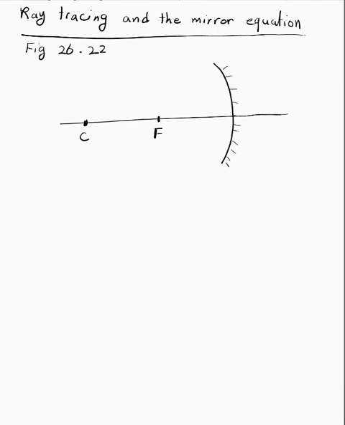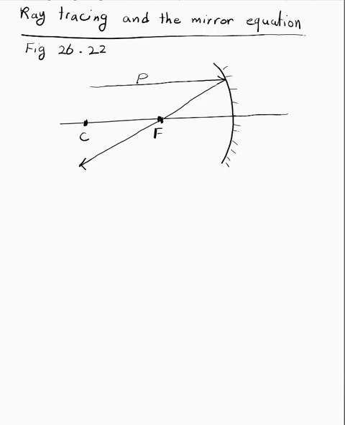So if a beam of light is incident parallel to the principal axis, let's call it P, then it reflects through the focal point. Now this is a rule. So the parallel ray reflects through the focal point. Now, we have the focal point F.